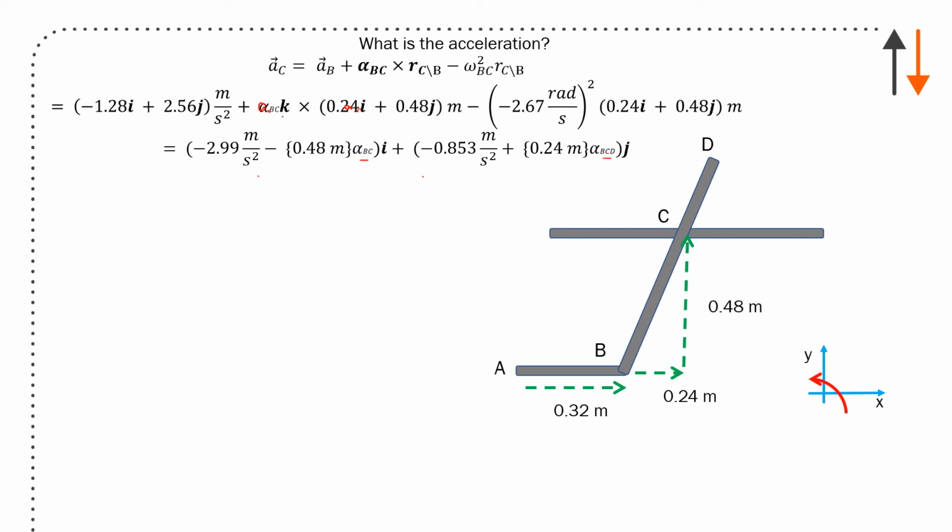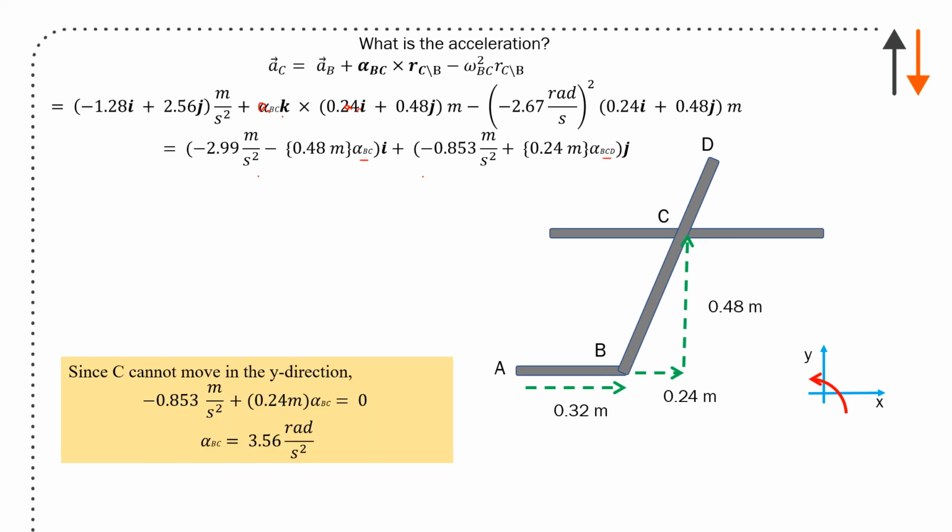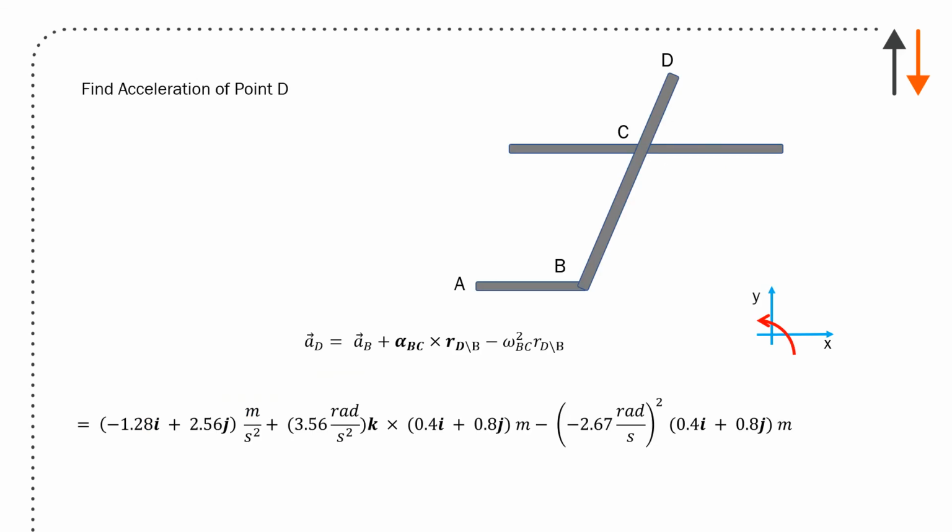Again, I'm not looking at the directions of velocities. I'm not looking at the directions of accelerations. I'm only looking at positions on the diagram. I can do it pretty easily on the figure, and I don't have to rotate anything or think too hard in that one. So if I substitute in terms, and I know that C can only move in the x direction, I end up with 3.56 rads per second squared for alpha BC. So I know it's counterclockwise.